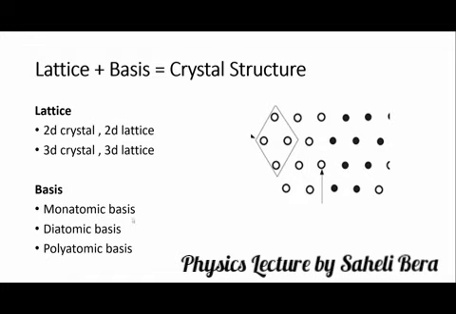Now the basis can be of different types, like monoatomic basis, which means we are putting one atom in each lattice point. Diatomic basis means we are putting two atoms in each lattice point, and then three or any other number are called polyatomic bases.